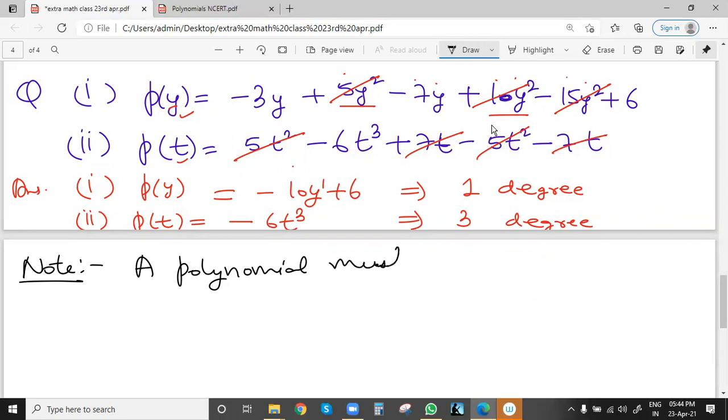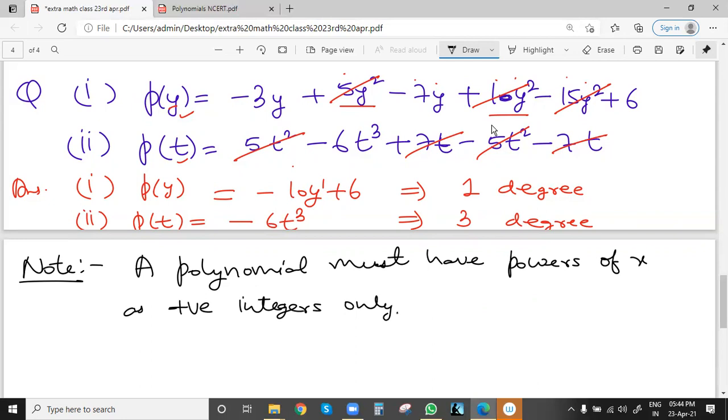Polynomial must have, you can say, powers of x. Suppose it is expressed in x, as positive integers only. What do we mean by positive integers only?